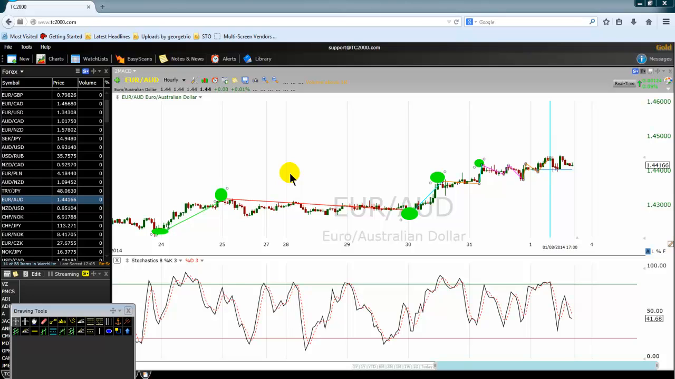All right. So yesterday was the non-farm employment change. Looking at the euro Australian dollar on the hourly charts, I have counted 5 waves. The first wave from here all the way up here, second wave from here down to this point, the third wave from here all the way up here, and the fourth wave from here down to this level, and the fifth wave here, followed by 1, 2, 3, 1, 2, 3. This is a double retracement.